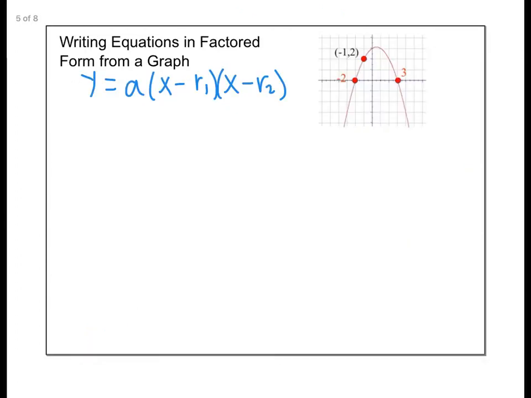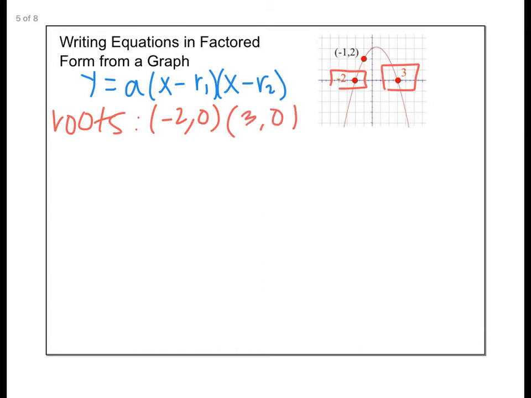All right, let's look at another equation, or another graph, excuse me. Let's do our roots right away. Remember, roots are the same as the x-intercepts. This one is at (-2, 0), that's this one. And the second one is here, that's at (3, 0). And let's plug those in for r1 and r2. So I get y is equal to a times (x minus -2) times (x minus 3).